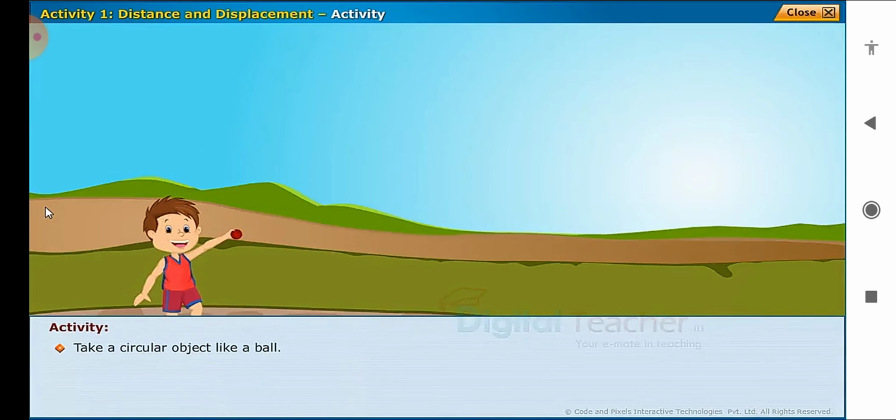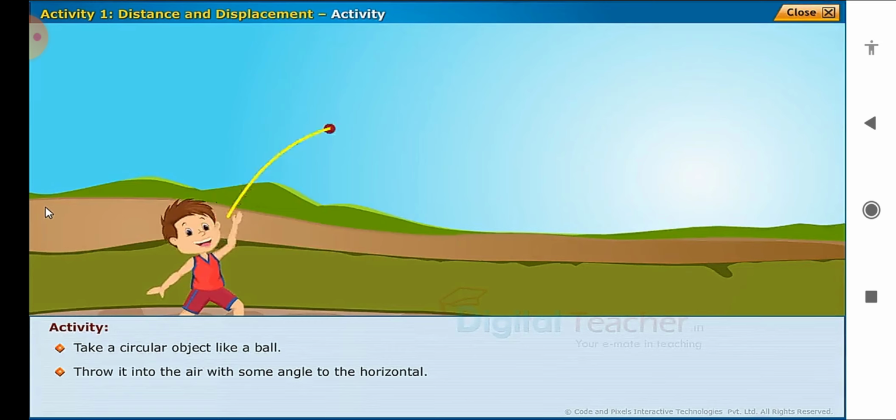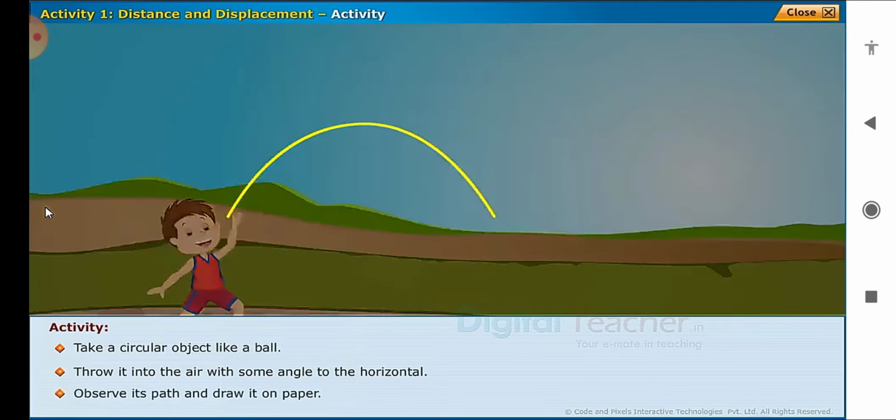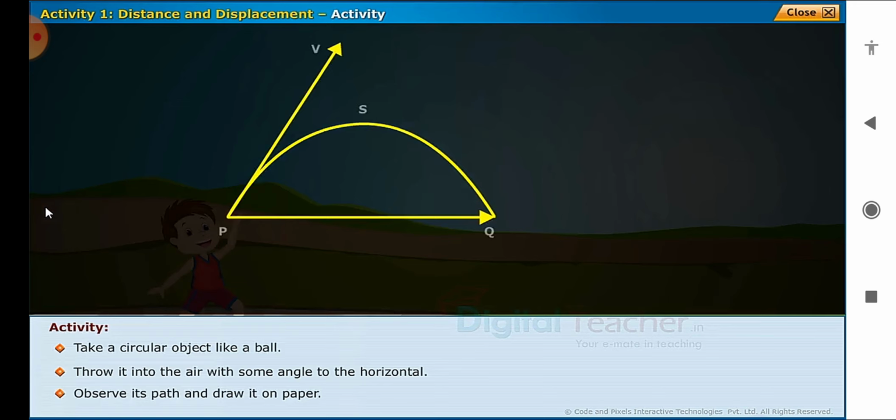Take a circular object like a ball. Throw it into the air with some angle to the horizontal. Observe its path and draw it on paper.